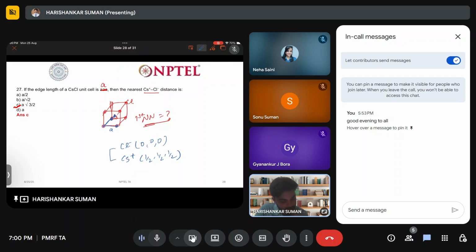So check this distance. This half is squared, half is squared, and half is squared. Altogether, the length. This would be 3 by 4, which is less than the other. That's why this is the first neighbor, nearest neighbor distance, and this is root 3 by 2. Okay.